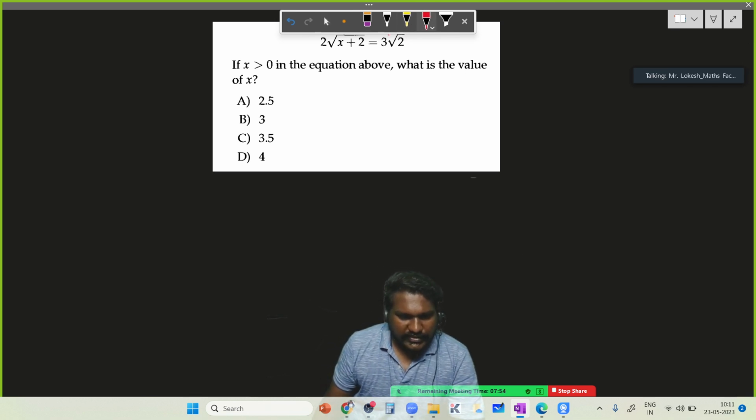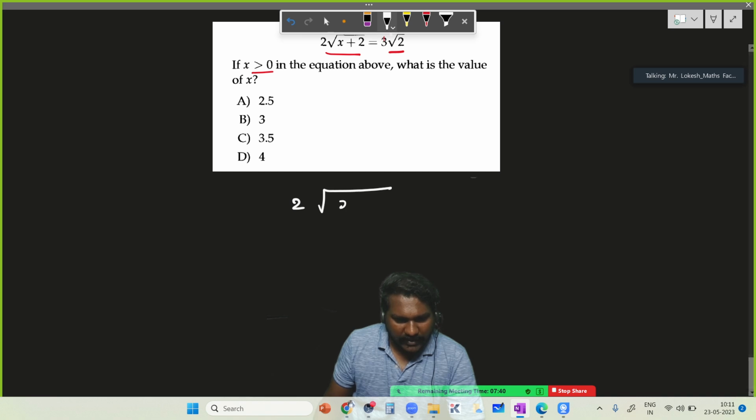Right, moving on to the next question. So 2 times root of x plus 2 is equal to 3 root 2. So if x is greater than 0 in the equation above, what is the value of x? Straight question. So 2 times square root of x plus 2 is equal to 3 root 2, and we need to solve for x. A pretty straightforward question.